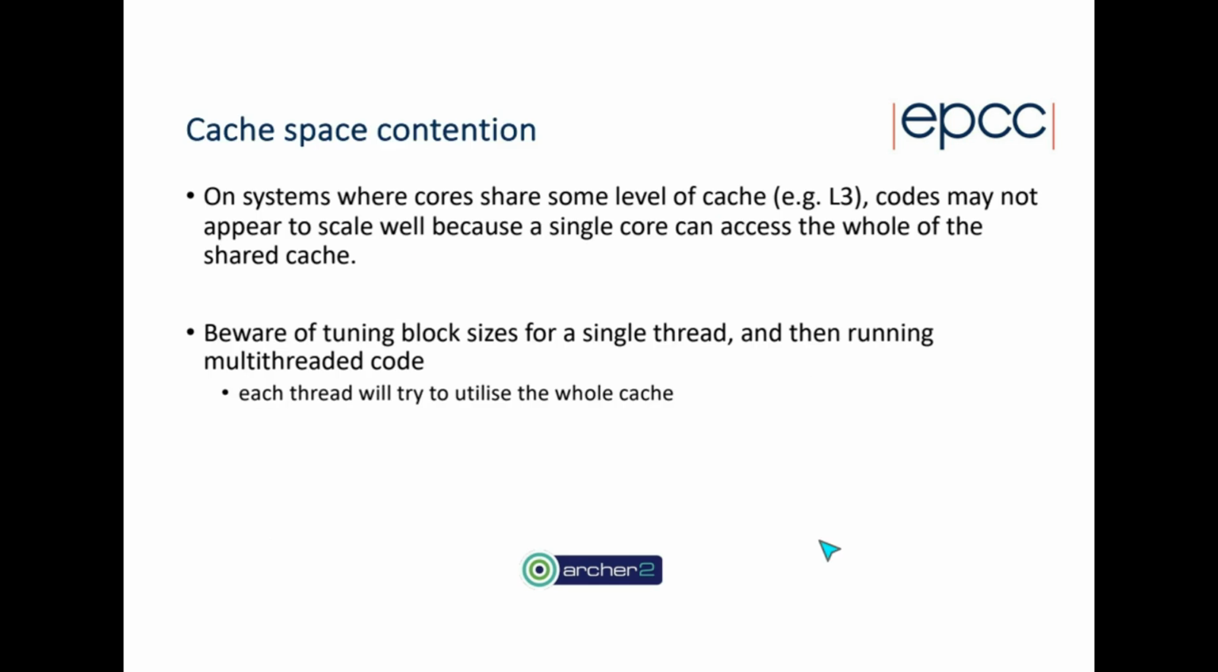Threads can also contend for cache space. If we've got multiple cores running which are attached to the same level 3 cache, then if you're running a single thread, that gets access to the whole cache. If I'm running, as in the case of ARCHER2, the AMD Rome, 4 threads on the 4 cores attached to the level 3 cache, then they basically each get a quarter of the level 3 cache capacity.